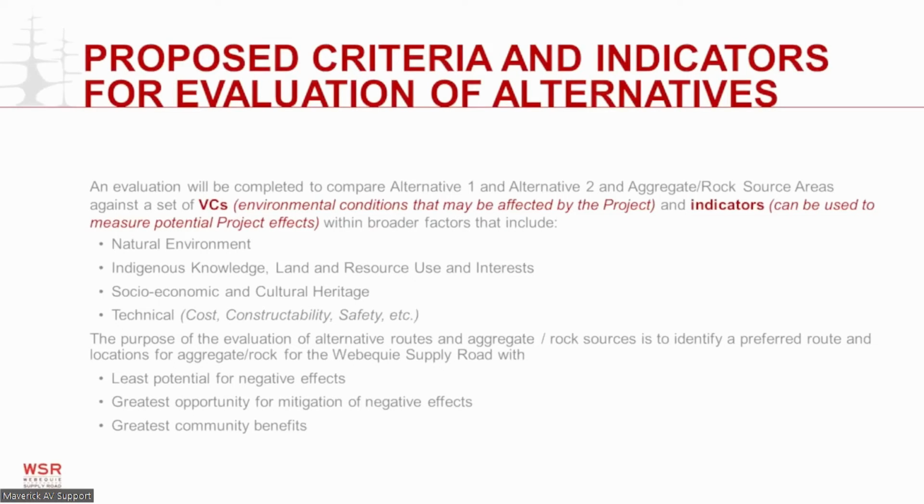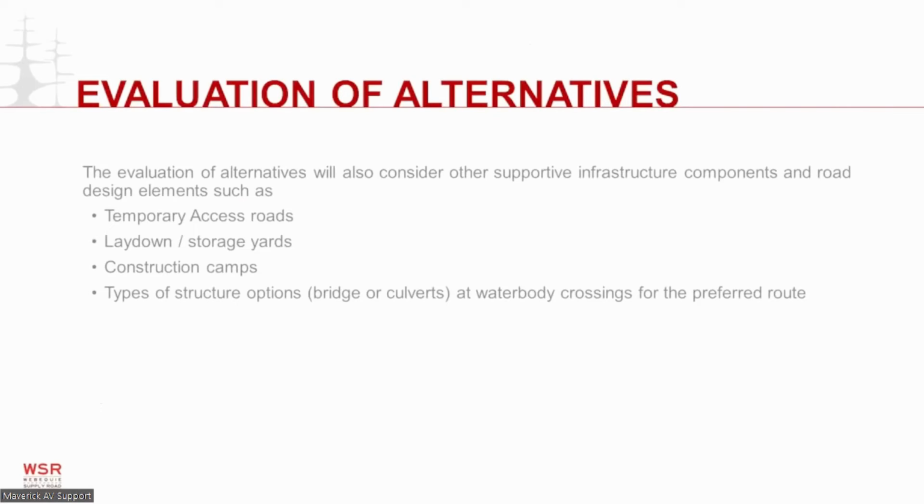greatest benefit as well. The evaluation of alternatives also considers other facilities that are part of building the road, such as temporary access roads to get to those gravel pits and quarries, for example, to get to the laydown and storage yards, construction camps, as well as bridges.